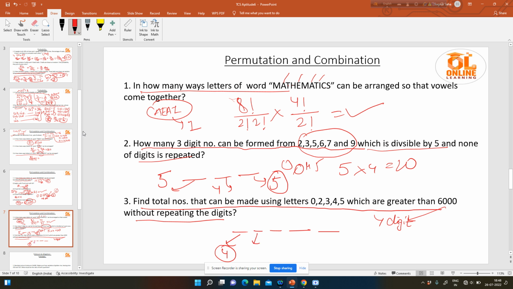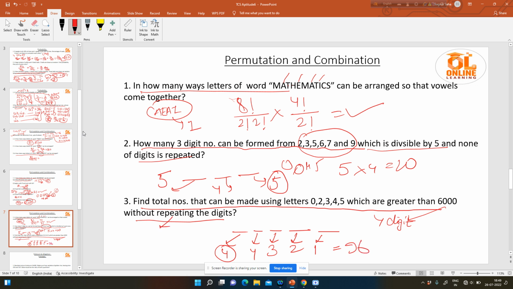We can fill the place again with 4 numbers only, because one of the digits is already taken, and we can put 0 here. So it will cause no problem. So we can fill the second place with 4 digits also. Now for the third place, how many numbers are left to us? 3. Second last place, 2, then 1. So what will be our answer? 4 into 4 is 16, 16 into 3 is 48, 48 into 2 is 96 ways.